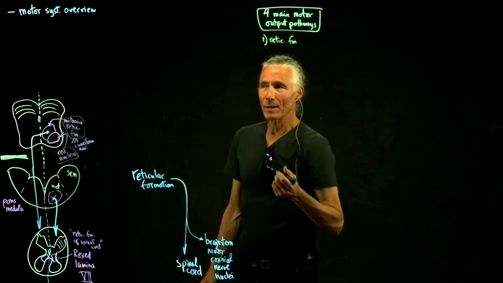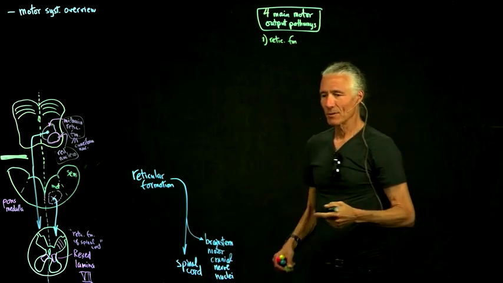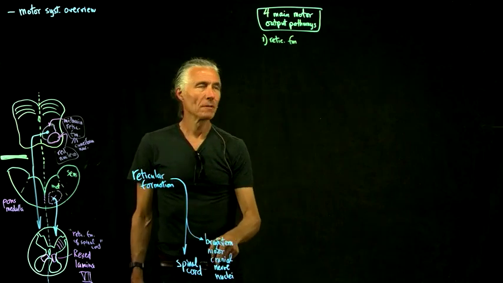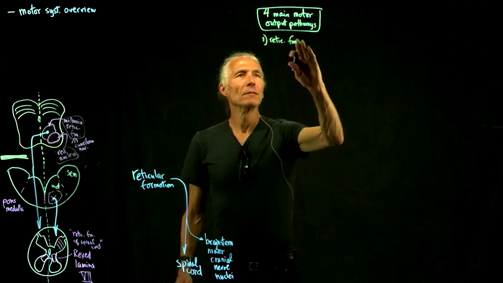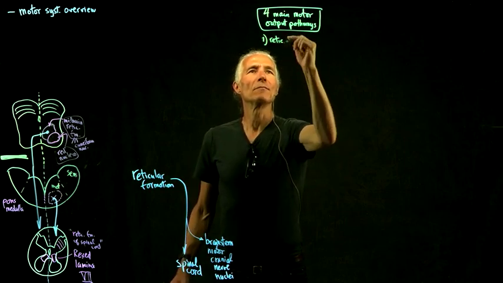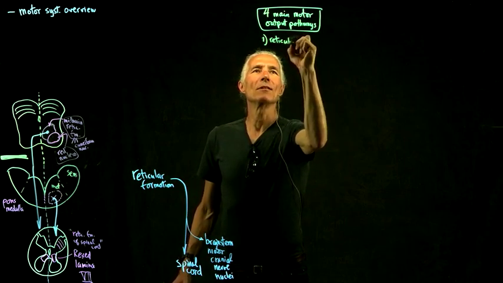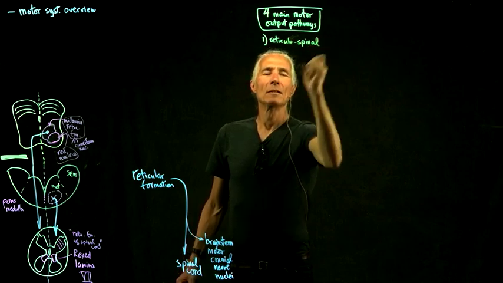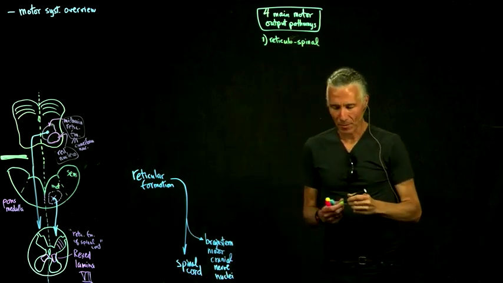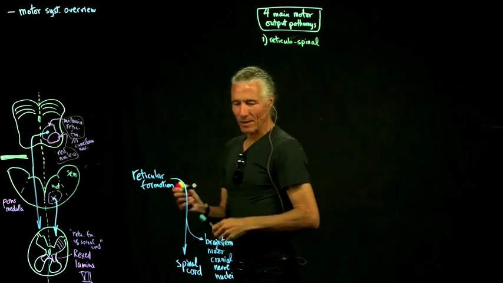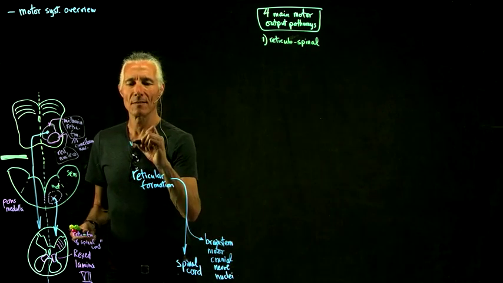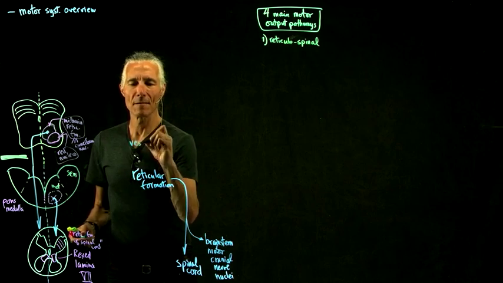Sometimes they call that the reticulospinal because it's going from the reticular formation down to the spinal cord. So let's just call it reticulospinal. So that's a major motor output pathway. Now, the second major one we've already encountered, which is the vestibular nuclei.